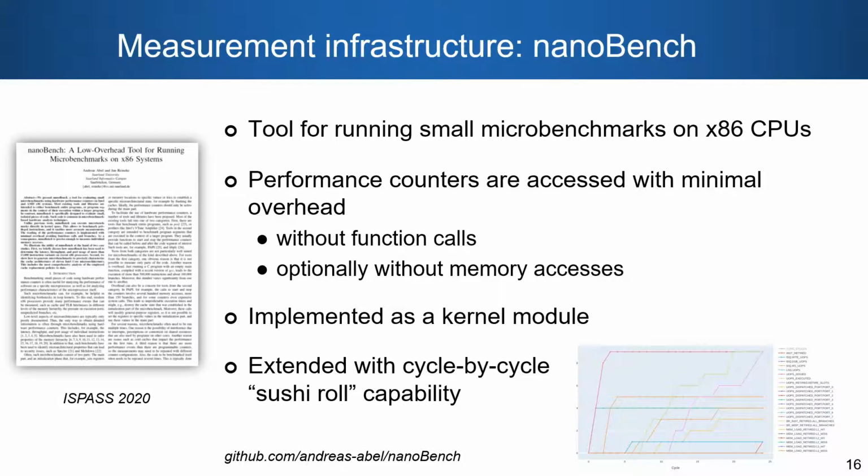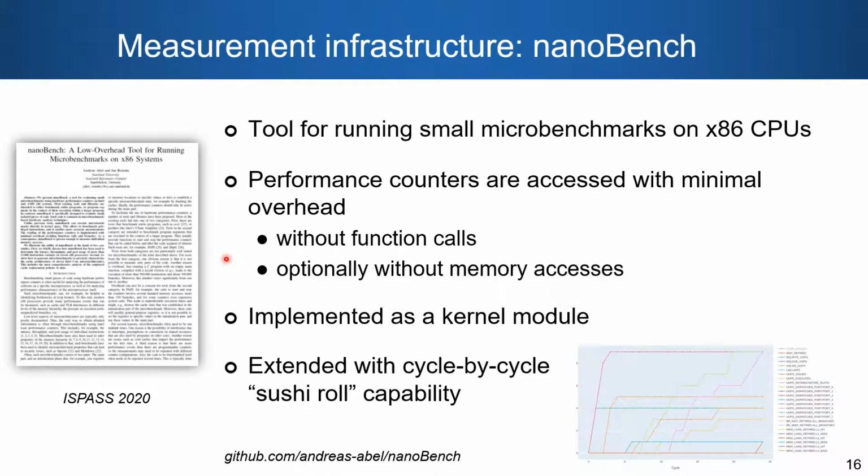So nanoBench is a tool for evaluating small micro benchmarks on x86 CPUs using hardware performance counters. The tool is implemented in a way such that there's only minimal overhead for accessing these performance counters. In particular, it doesn't require any function calls or branches for reading the performance counters, and the tool is precise enough to benchmark individual memory accesses.